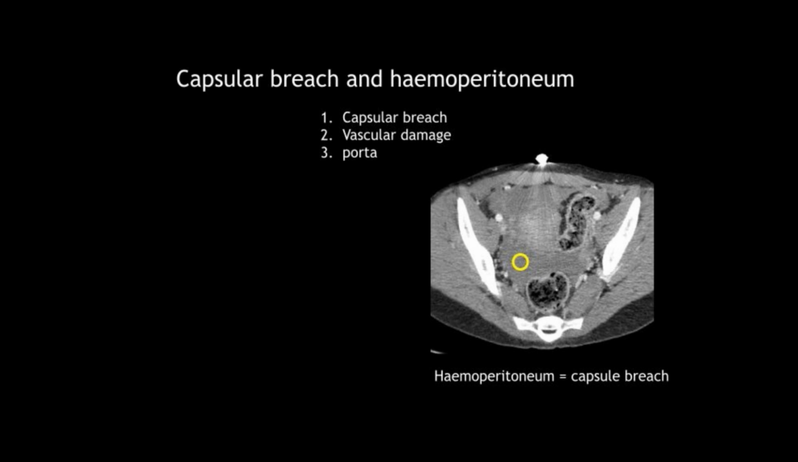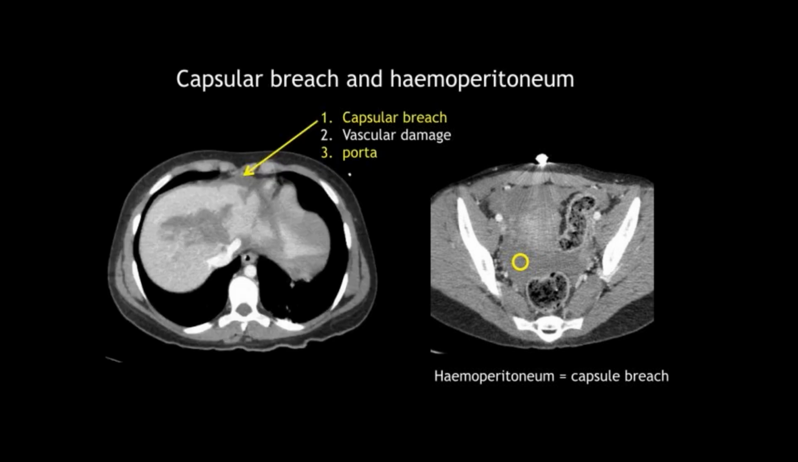Okay, next patient is a patient who was hit by a car. They're a polytrauma patient. They had multiple injuries, and they've got hemoperitoneum. So this is the first image I'm going to show you. The fact that they've got all of this hemoperitoneum, which was coming from the liver because there was no other intra-abdominal injury, is a bad sign, isn't it? It's a sign that they've got capsular breach.